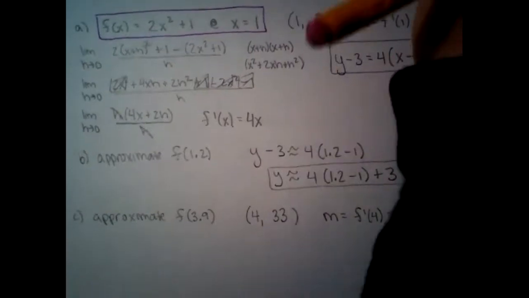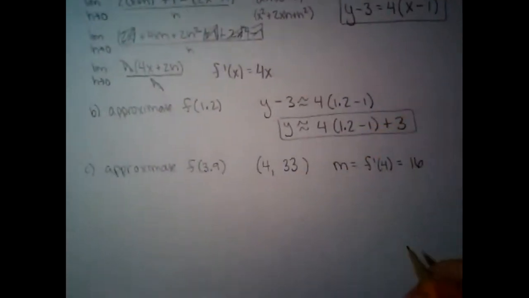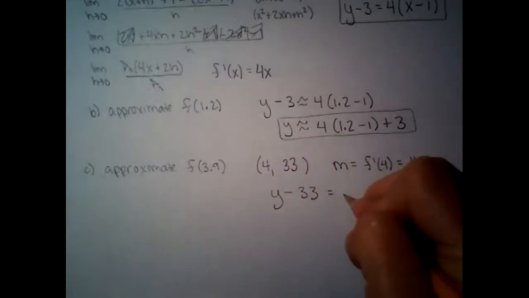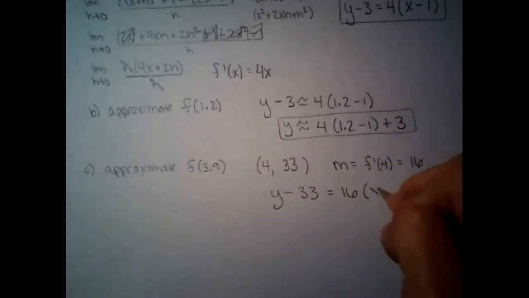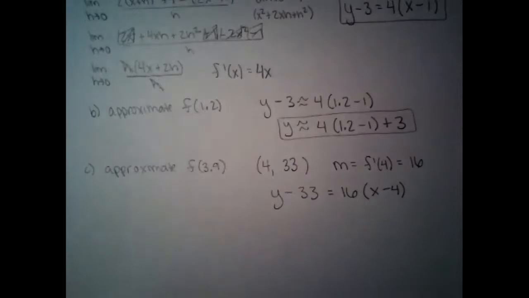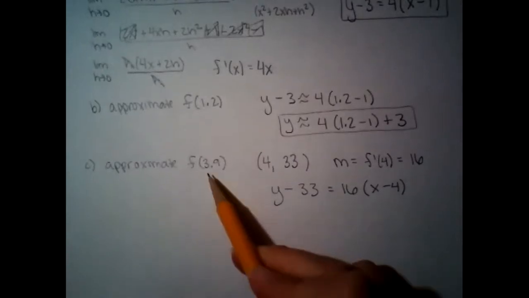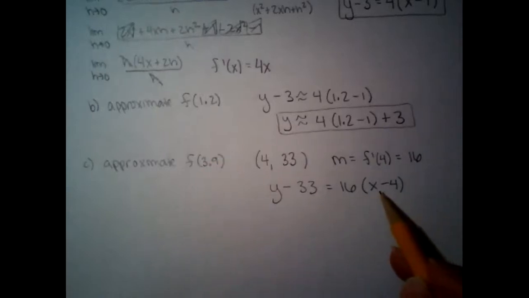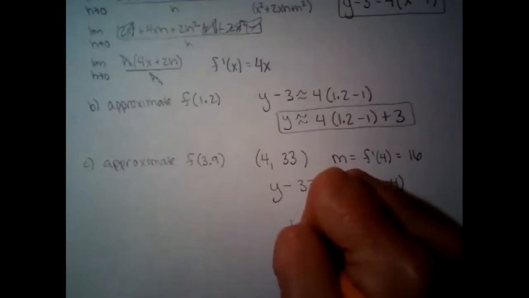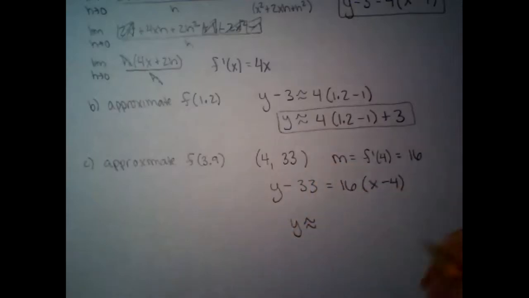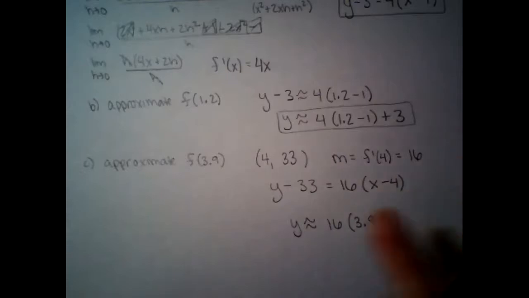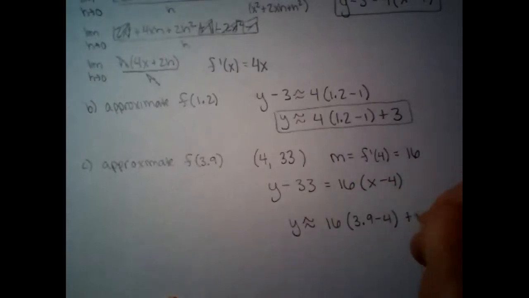And now I can write a new equation. So it would be y minus 33 equals 16 times x minus 4. And then if we want to approximate f of 3.9, all we've got to do is plug in 3.9 and then get y by itself. So y is approximately 16 times 3.9 minus 4, and then I've just got to add this 33 to the other side.